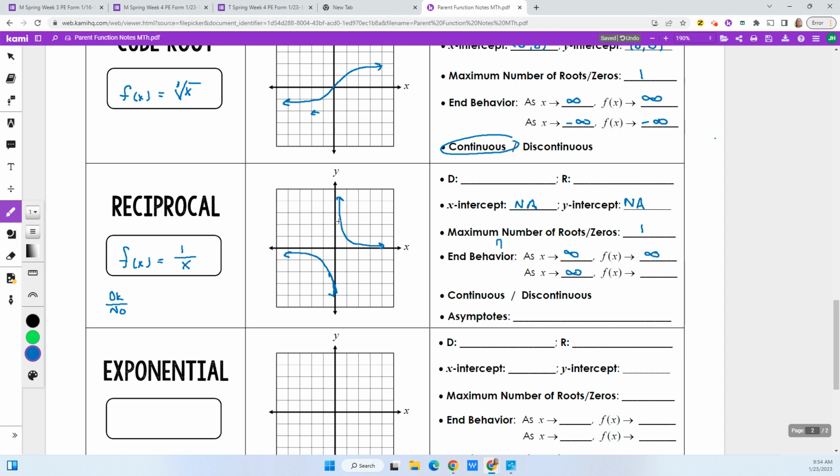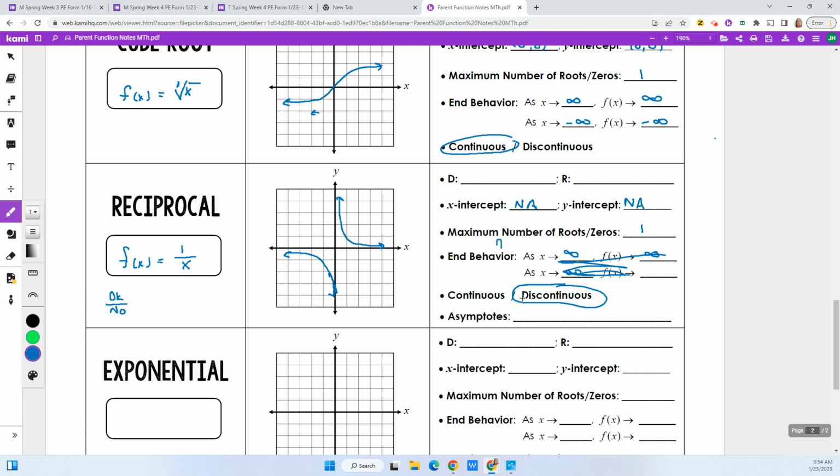Well, actually, I kind of got that backwards, right? As x gets bigger, this one starts approaching. We won't worry about that. Clearly discontinuous, right? This one also mentions asymptotes, which we'll get into later. I'm not going to worry about that right now.